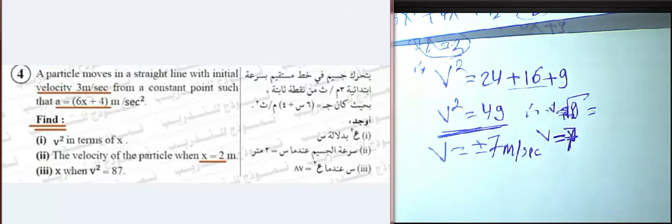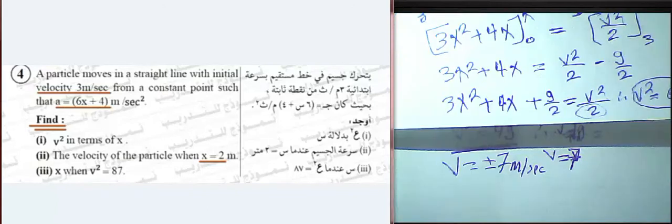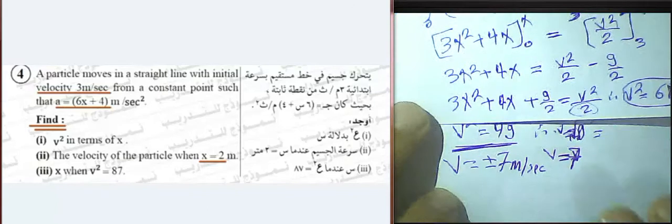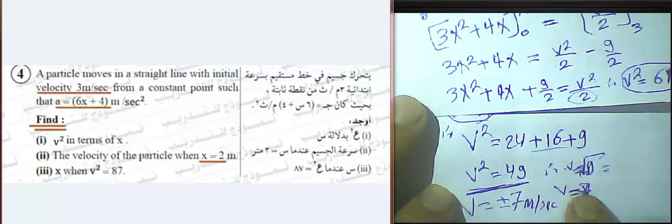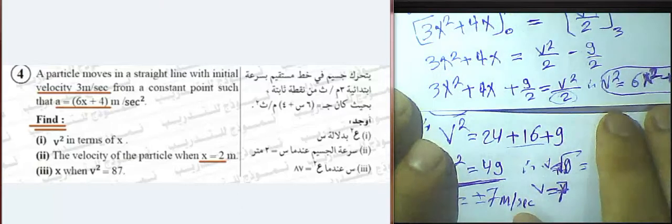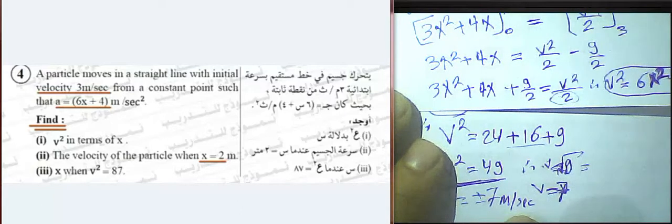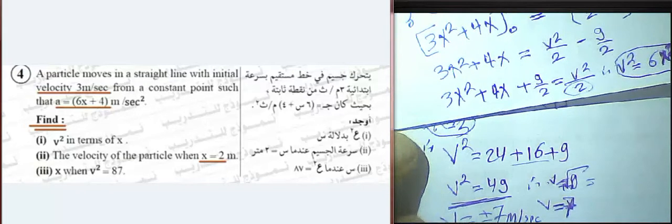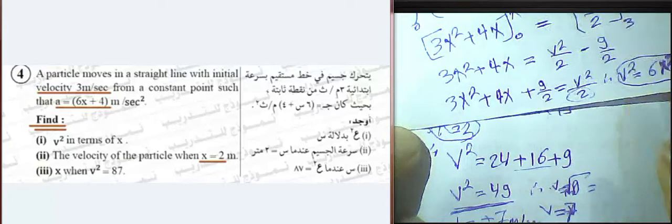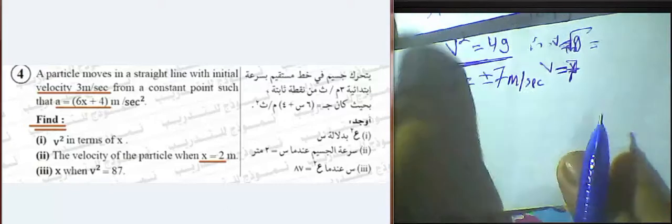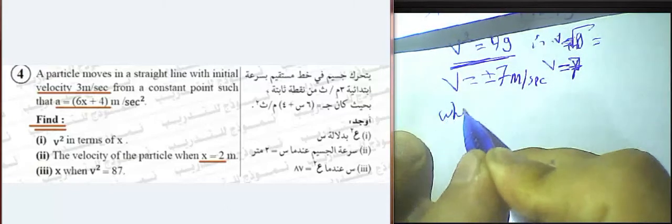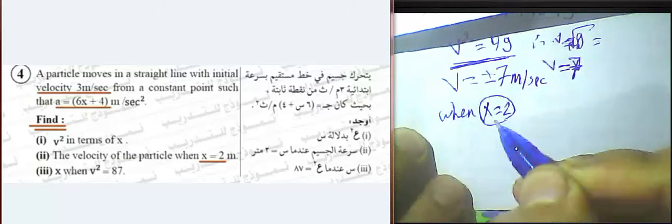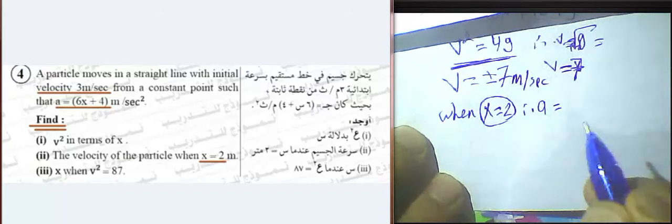And we want to find x when velocity square equals 87. But we want to find velocity positive or negative. We must know velocity positive or negative. Who can solve it? Positive or negative? We must find the acceleration when x equals 2. Okay, when x equals 2, look at here, right? When x equals 2, then acceleration will be what?